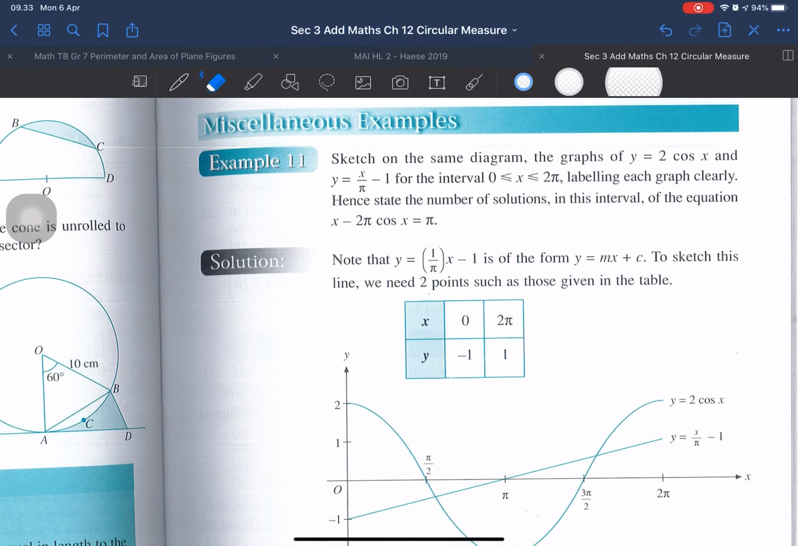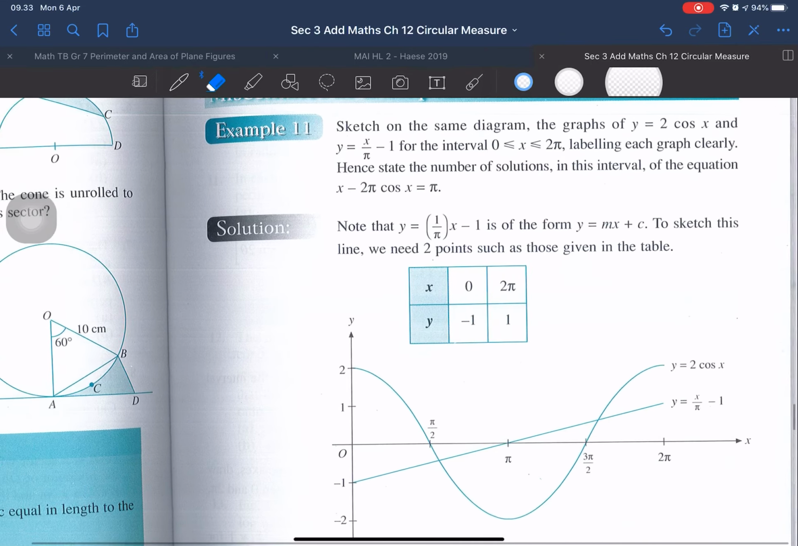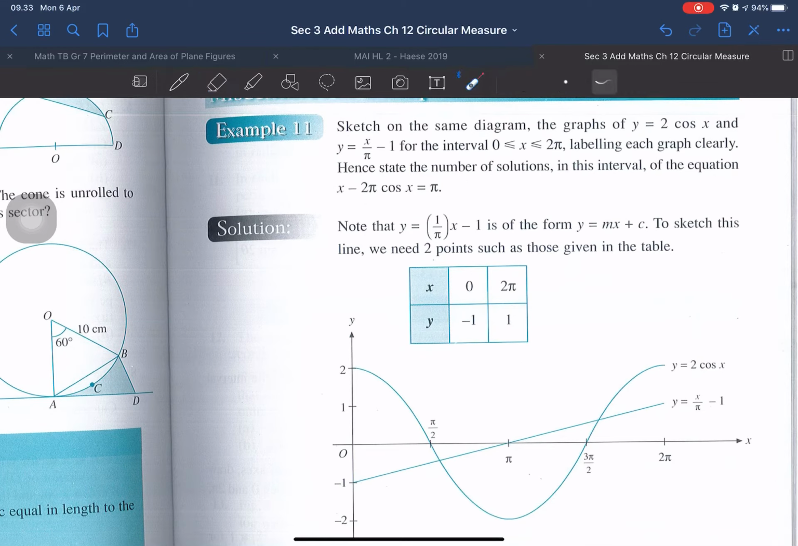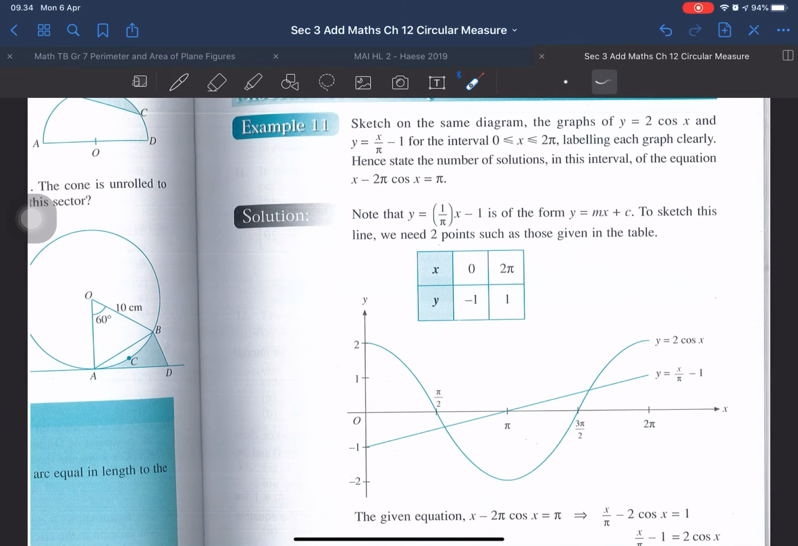Now, I'm gonna explain this part. This is basically doing sketch. I don't want you to use a software doing this because you're not allowed using that software in the test. So the first graph is y equals to 2 cos x. The other one is y equals to x divided by pi minus 1. So how do we sketch that? The first one, let's sketch y equals to 2 cos x.